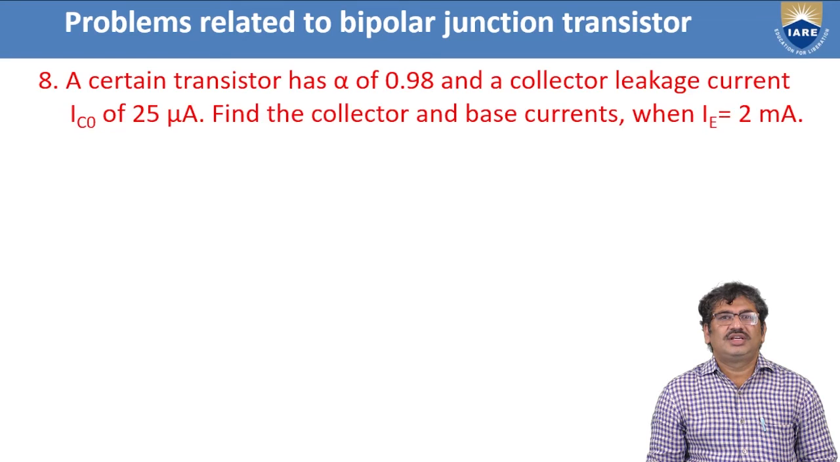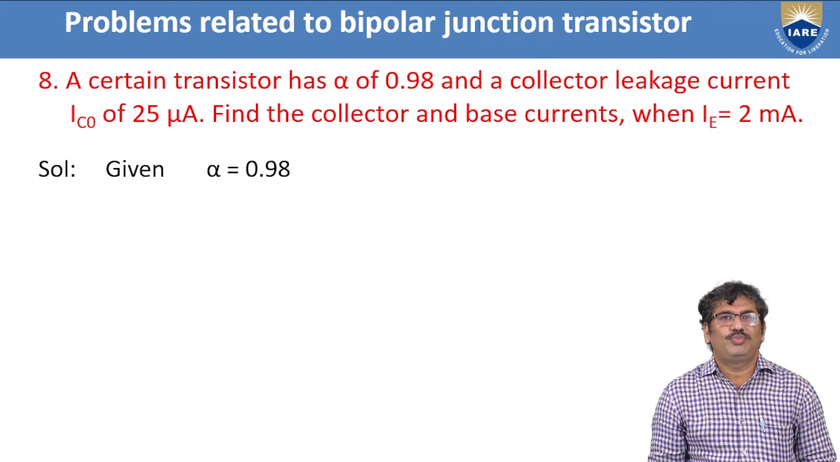A certain transistor has alpha of 0.98 and collector leakage current ICBO of 25 microamperes. Find the collector and base currents when emitter current IE is equivalent to 2 milliamperes. In the problem, the given values are alpha is equivalent to 0.98, ICBO is equivalent to 25 microamperes, IE is equivalent to 3 milliamperes. We need to estimate collector current IC and base current.